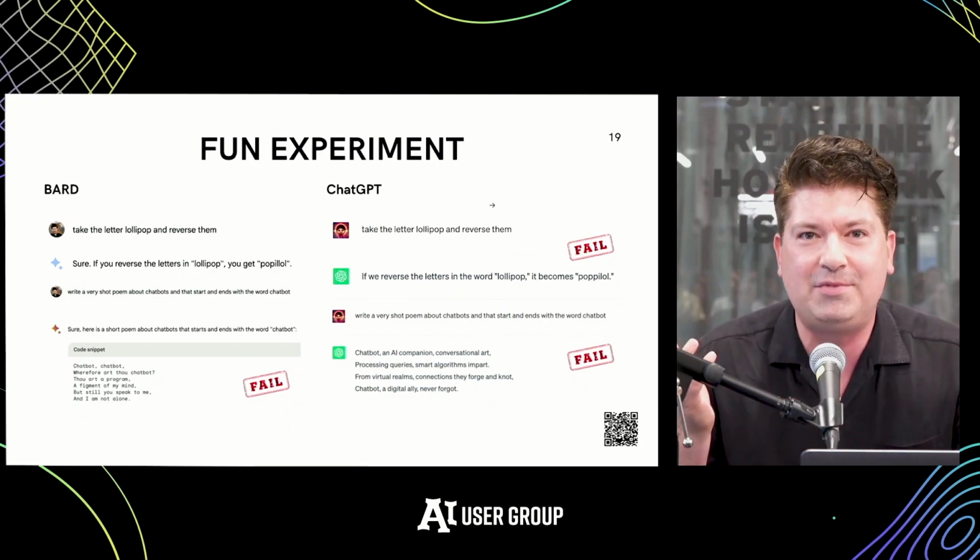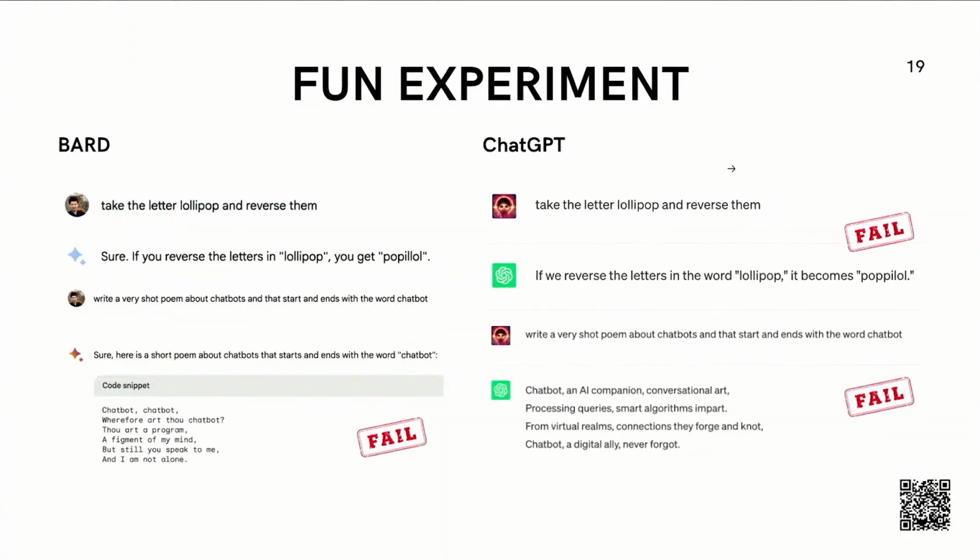So does anybody know why Bard passed the first exam, reversing lollipop correctly? The reason why Bard passes that is because Bard is bidirectional. It reads things left and right, so it's able to make predictions both ways. Now, ChatGPT only goes from left to right. So what do you see?